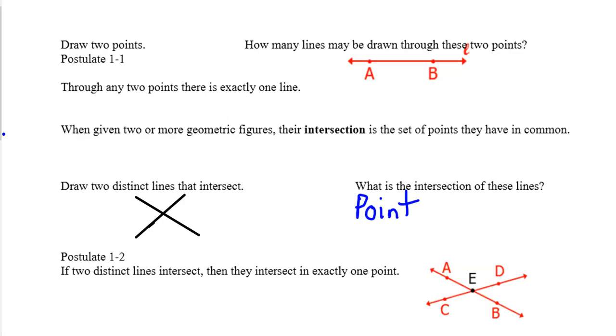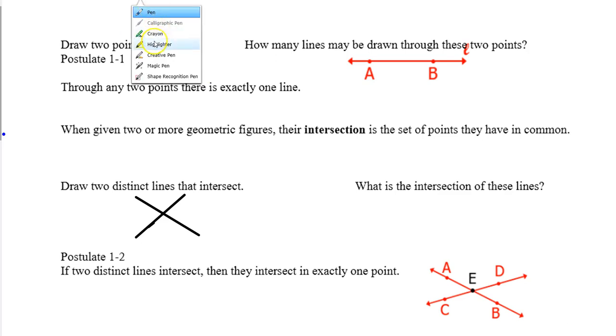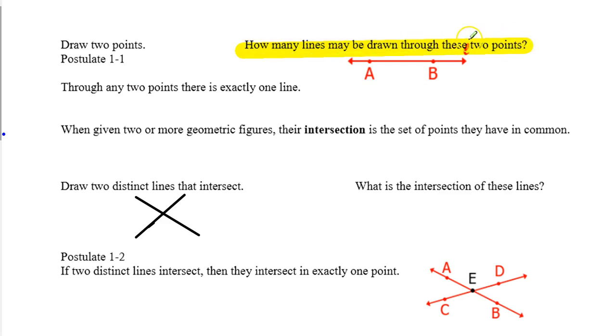Okay, so as we look at page 2 here, each one of these starts with this question. Here is our question that we have right now, and I'm just going to highlight what that question is. How many lines can be drawn through these 2 points? So if we draw 2 points, how many lines can we draw through these 2 points? And the answer to that question is on our paper here. It's written for us. You don't have to write it out. Through any 2 points, there is exactly 1 line.